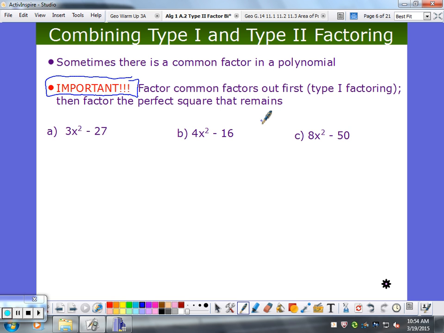before you begin looking. Is this a type 2 or some of the other types we learned? Now, what are these? Stars. Oh my goodness. It's important. Because look at this example. 3x squared minus 27. Is there a greatest common factor?